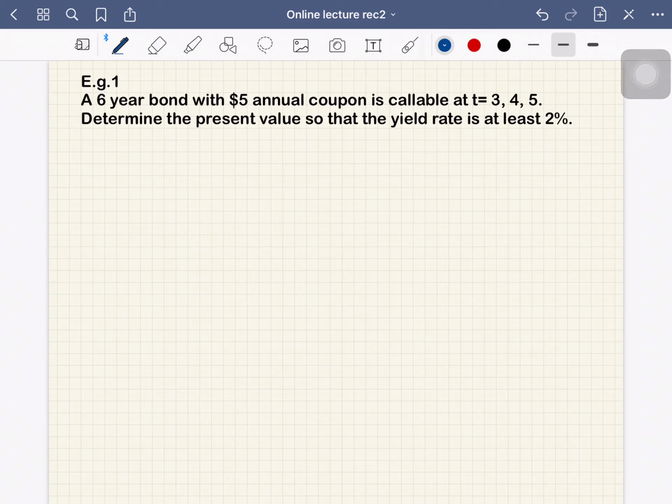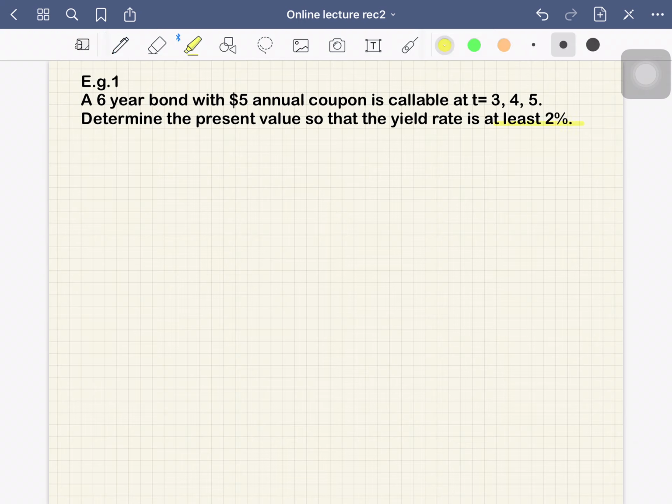Hi everyone. So the first example of callable bond. The example: a 6-year bond with $5 annual coupons is callable at t equal to 3, 4, 5. Determine the present value so that the yield rate is at least 2%.